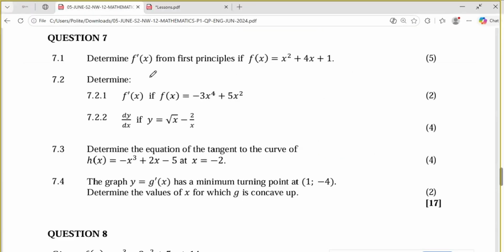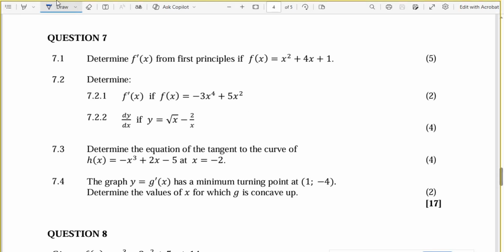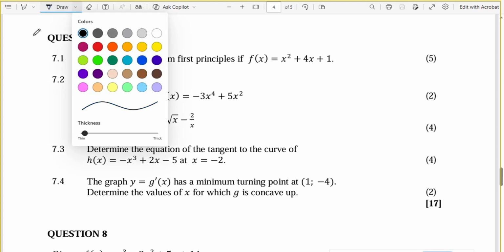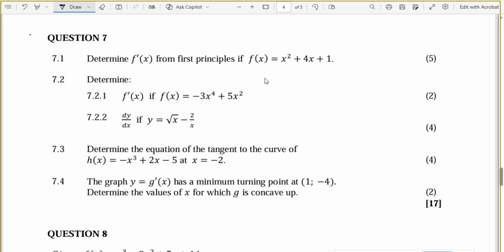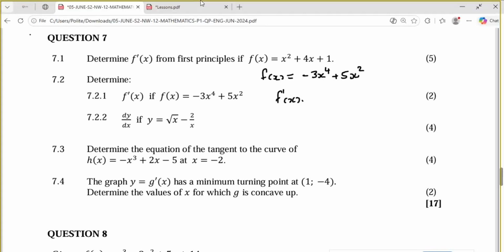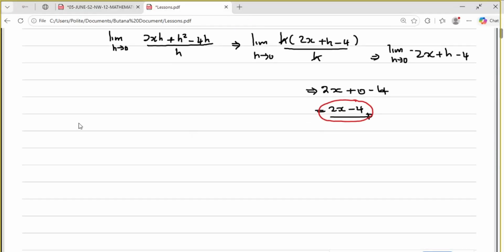Okay, let's look at the next question. They want us to find f prime. This one we have to apply the rules, on 7.2. So we have f at x, which is equal to minus 3x to the power 4 plus 5x squared. Therefore, the f prime at x. I think it's best if we just rewrite this equation this side, and then we'll work on it.